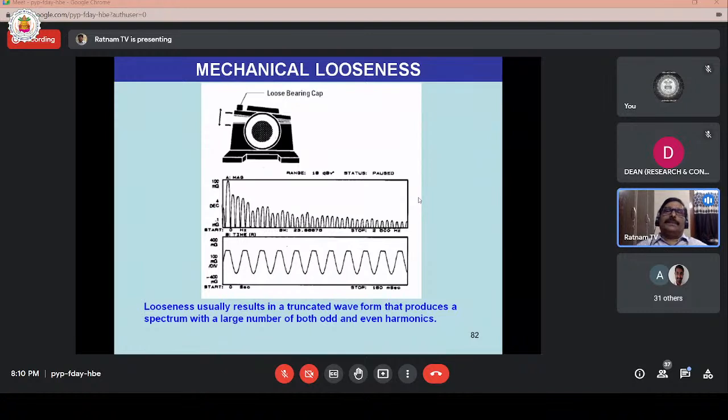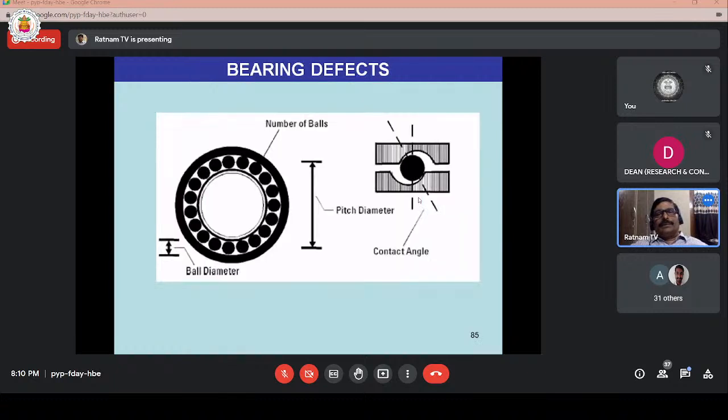This is a typical loose bearing cap. Due to the loose bearing cap, the spectrum appears like this. So this can be attributed to looseness of the bearing cap.